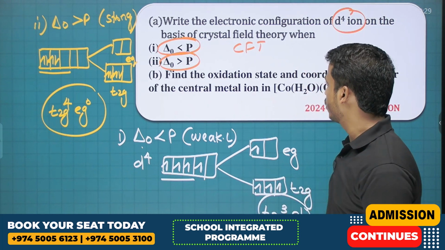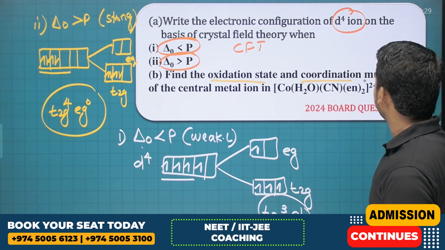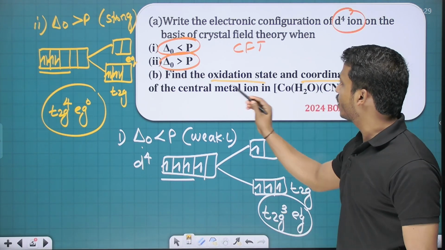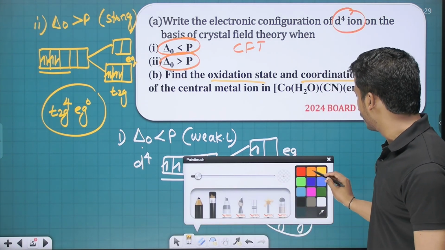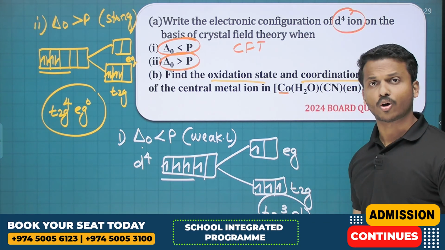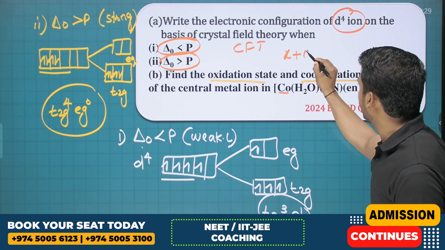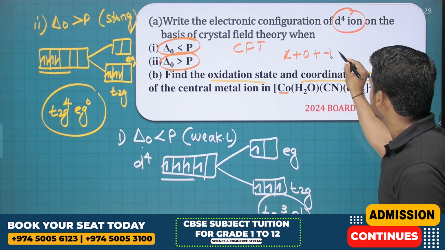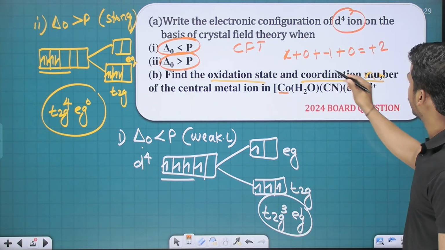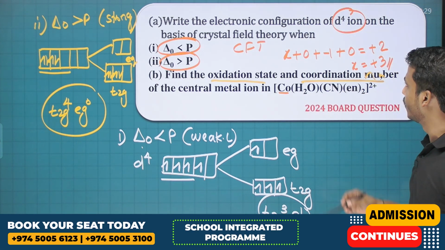So that is the first question. Next question: find the oxidation state and coordination number of the central metal ion in this complex. Okay, let us calculate. Cobalt is the metal, right? First we can calculate the oxidation state. Cobalt oxidation state x. You know, aqua is a neutral ligand. Cyanide charge is -1. En is a neutral ligand. Overall charge is +2. How much is x equal to? +3, right? Oxidation state is +3.